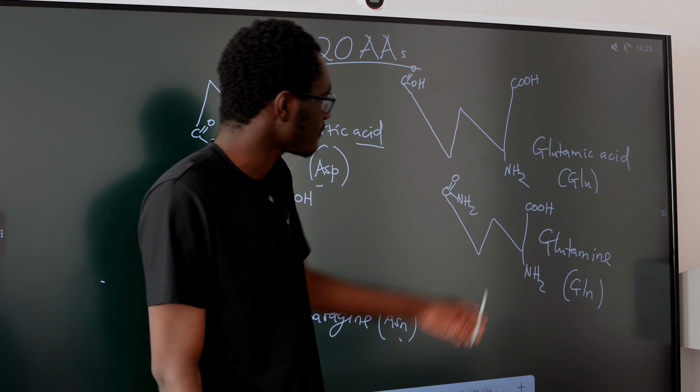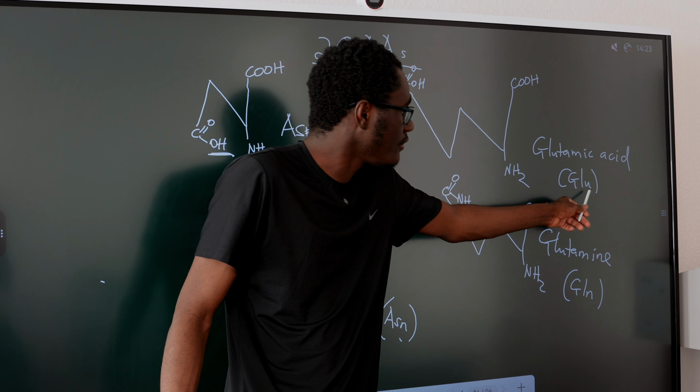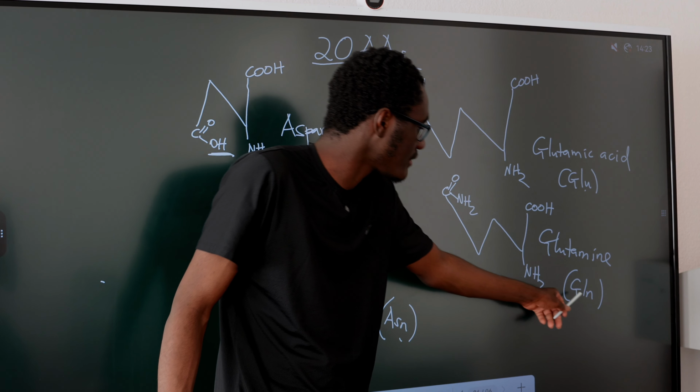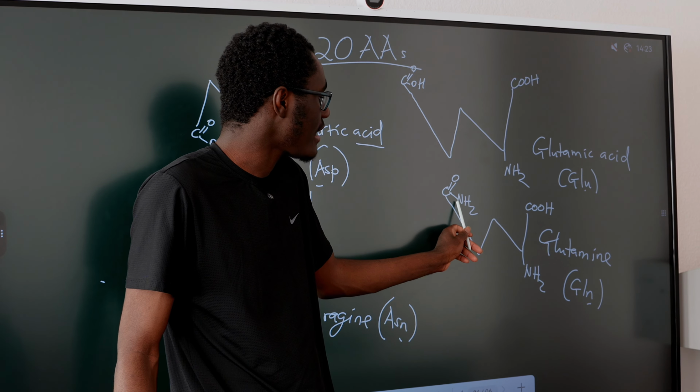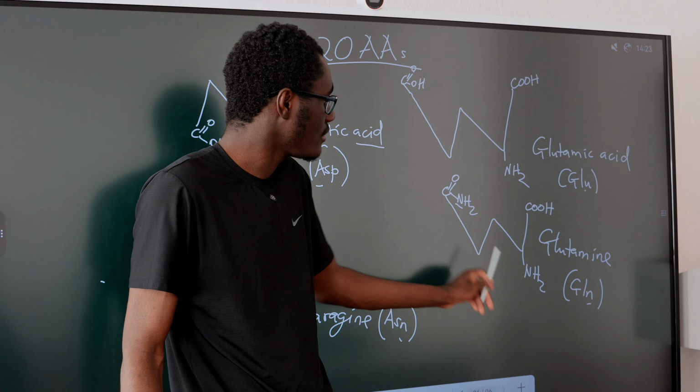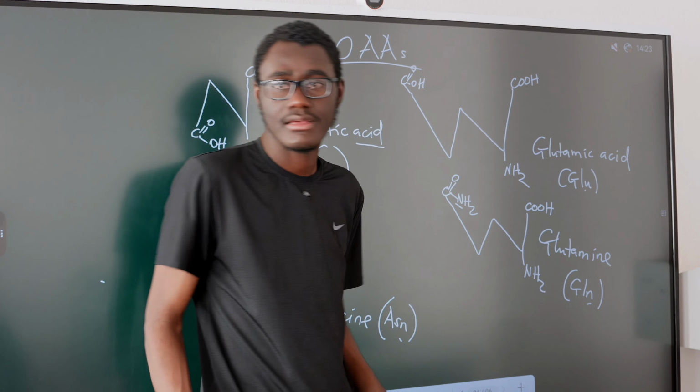So the difference: glutamic acid with a U and glutamine with an N. So just remember that it is an amide. We have an amino group here, so it's going to be N, GLN.